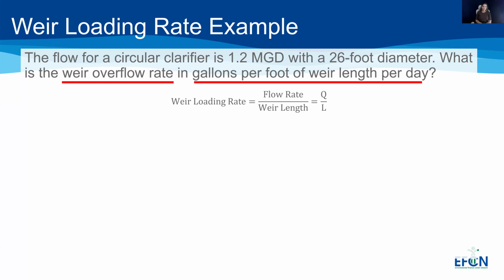Now, the first thing we know that we have is our flow. Now, that's the top of the equation. However, we do know that it also states that it is asking for it in gallons per day, whereas the flow our problem is giving us is MGD. So that also tells us that we need to make sure that we have a correct conversion.